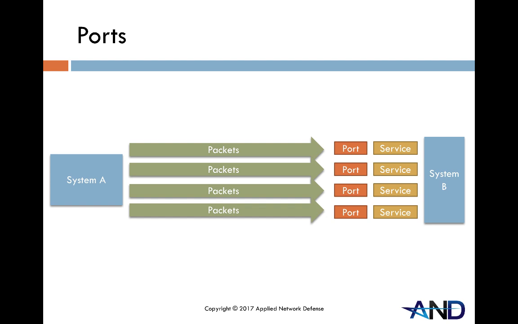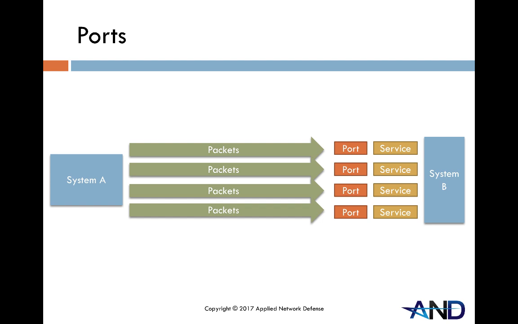We communicate on these ports. They're numbered ports. There's a finite number of them. There's only so many ports available, and they are all identified by actual numbers, and that will actually be in the packets we're going to look at. So again, notice that in this case, System B has 4 services, and each one of them has a port assigned to it, and that's how System A knows how to communicate with it.